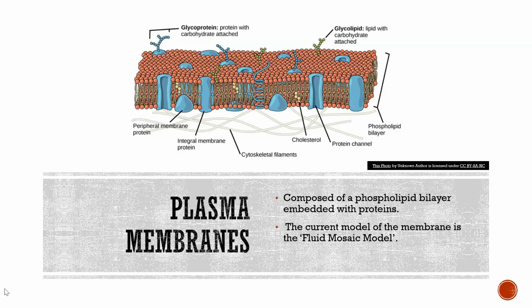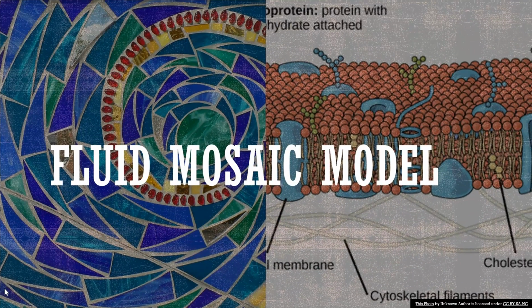fluid mosaic model. Now, when we think about that term, fluid mosaic model, think about what a mosaic is. It's a representation made up of different shapes and colours. You'll see on the left hand side there's a picture of a mosaic, and if you look on the right hand side at our image of our fluid mosaic plasma membrane, you'll see where that idea comes from, that mixture of different shapes and patterns in our membrane.